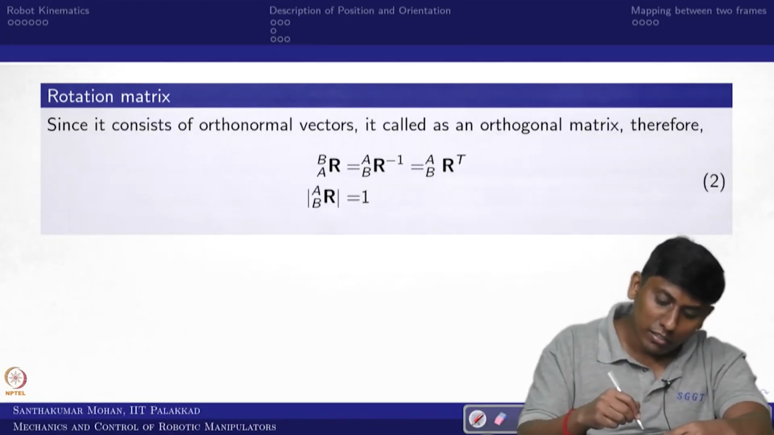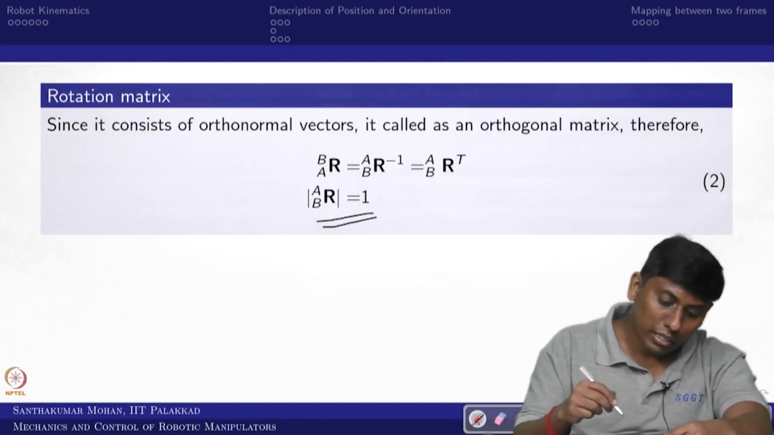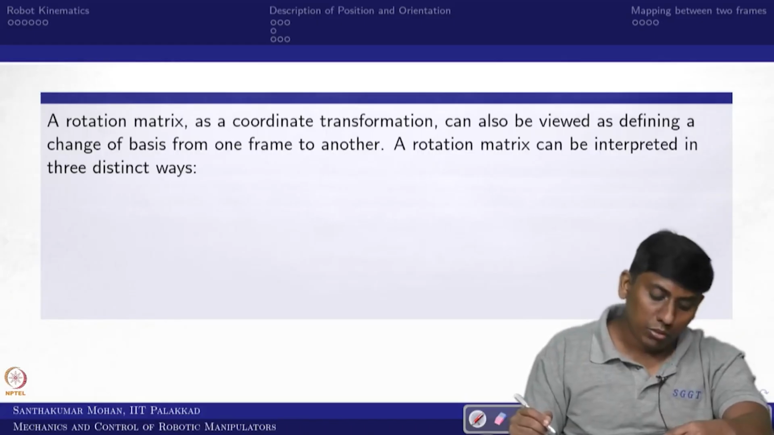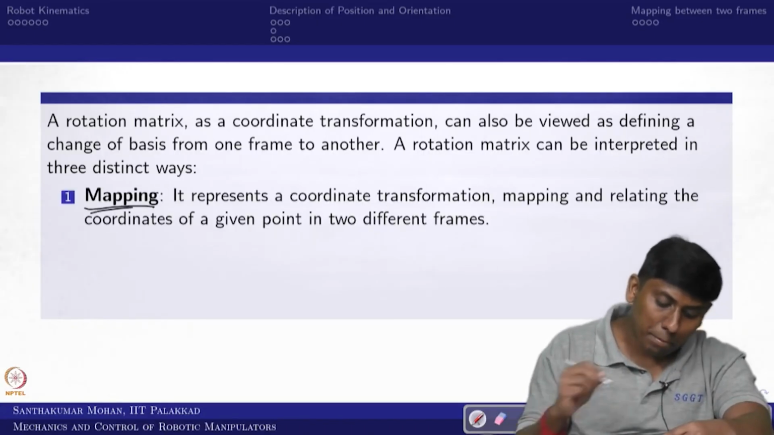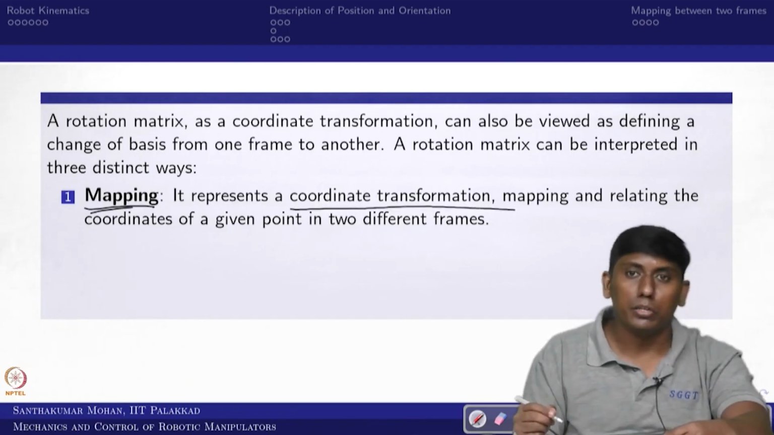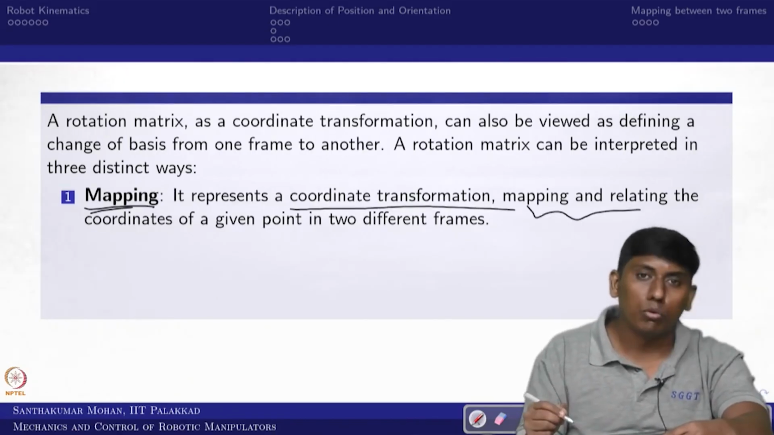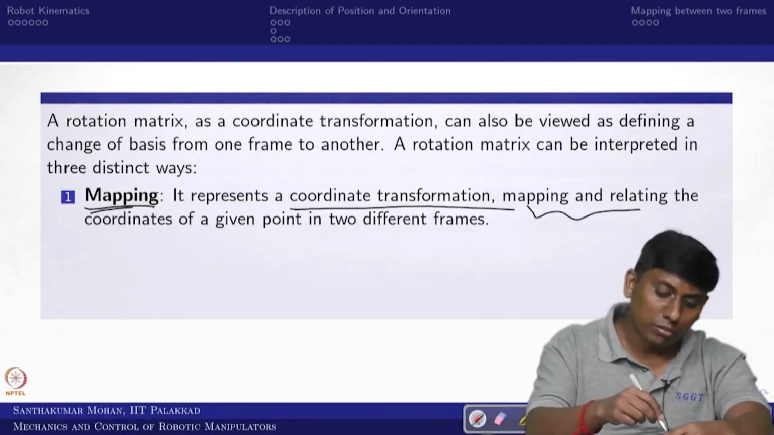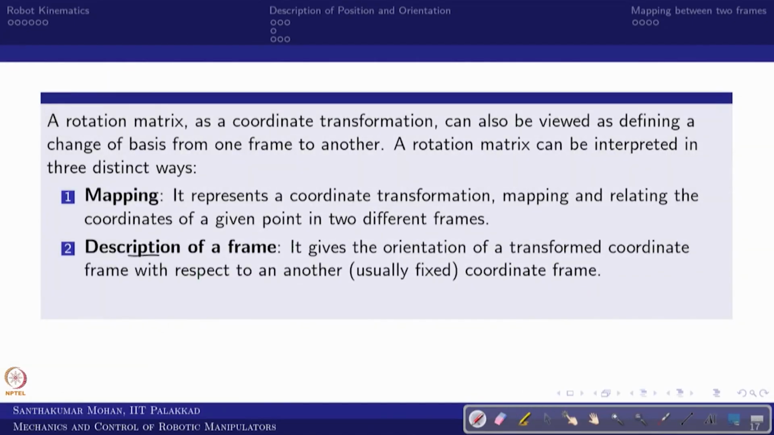So this is what we have found. Based on this condition, this rotation matrix can be used in several forms. What are the forms? One is mapping: it can represent the coordinate transformation, in the sense that it can map and relate the coordinates of a given point in two different frames if an orientation exists. The next one is that it can be used as a description of a frame, simple. This is what we are going to use further and further. It gives the orientation of a transformed coordinate frame with respect to another coordinate frame. This is what we call the description of orientation.